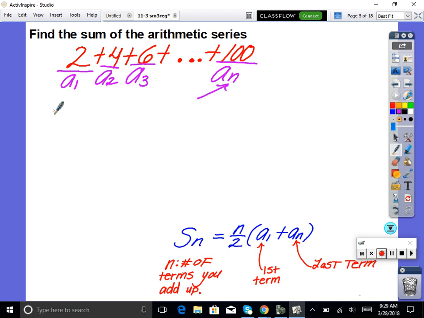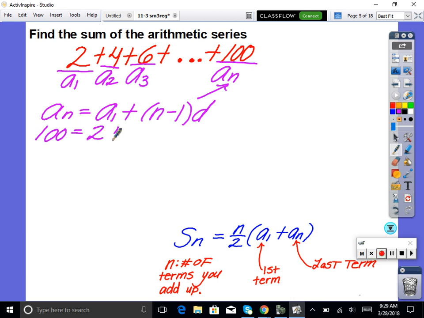So this is how we would do it. We'd say, what's the true statement? What equation gives me these numbers? Our explicit formula, a sub n is equal to a sub 1 plus n minus 1 times d. Plug in what you know. What's our last term? 100 equals a sub 1 is 2 plus our n minus 1. What's our common difference? 2. Now solve for n, and then we know what term that is.